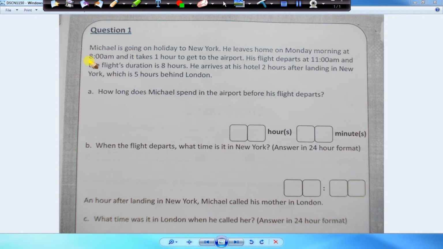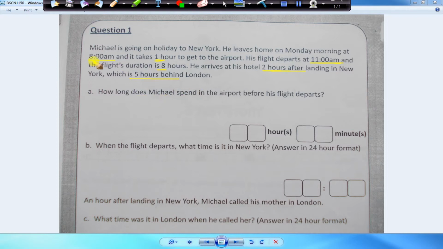So he's going on holiday, so he leaves at 8 a.m. It takes 1 hour. He leaves at 11 a.m. and it takes 8 hours. He arrives at his hotel 2 hours before landing in New York, which is 5 hours behind London. How long does Michael spend in the airport before his flight departs? Okay, let's have a look at this question.